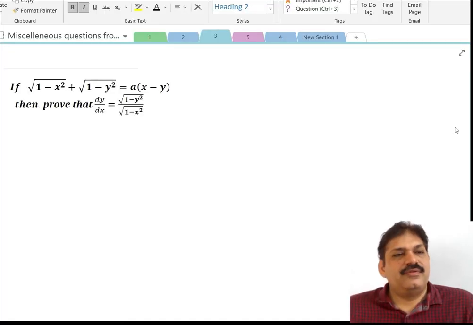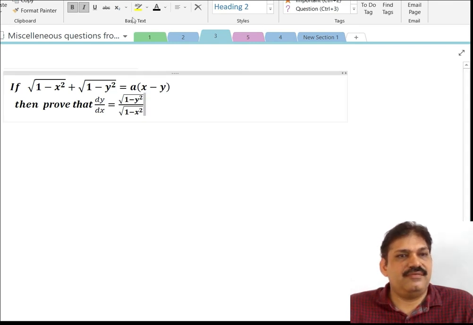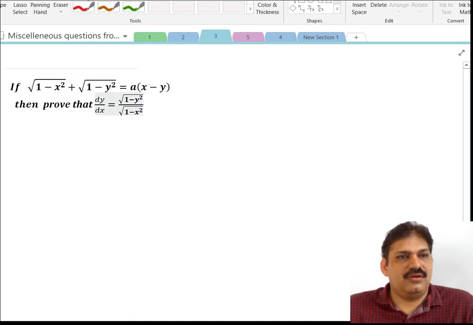Well, we have this question: under root of 1 minus x square plus under root of 1 minus y square is equal to a times of x minus y, and we are to prove that dy by dx is equal to under root of 1 minus y square upon under root of 1 minus x square.